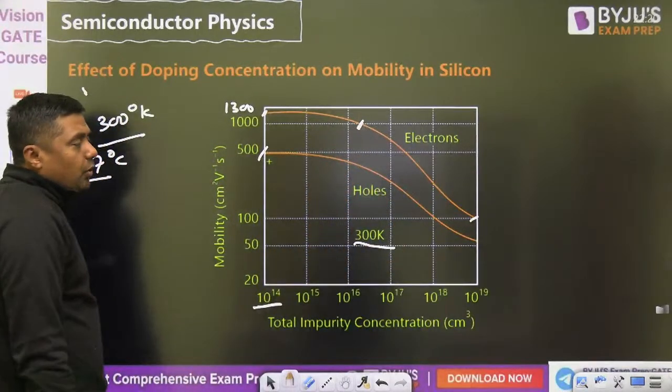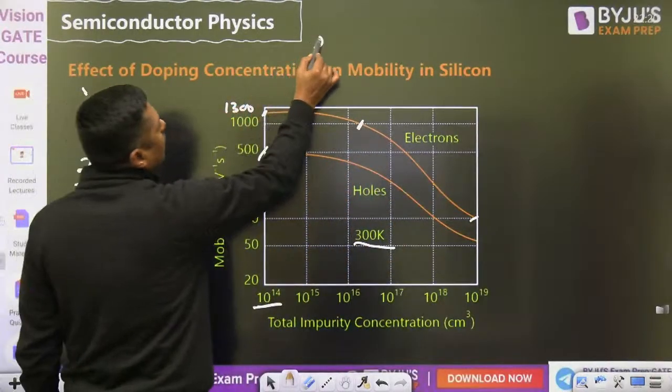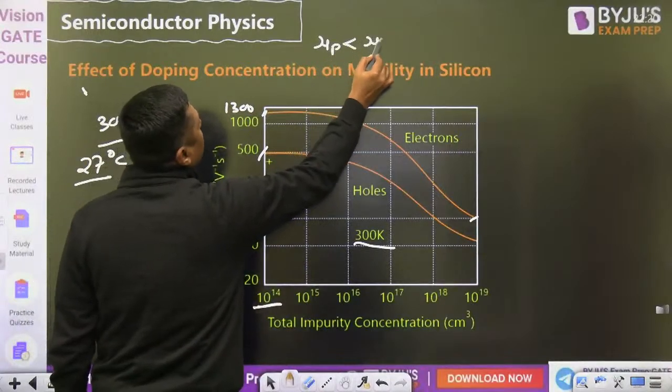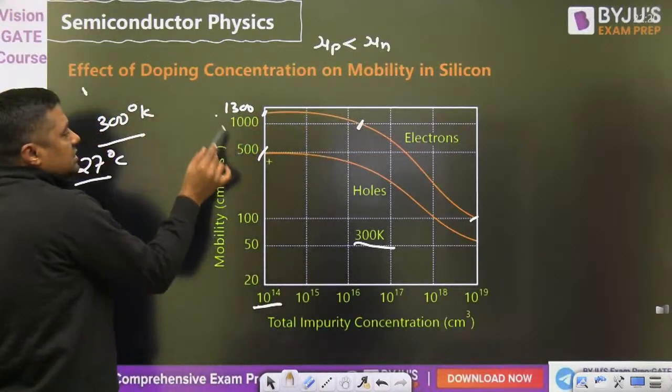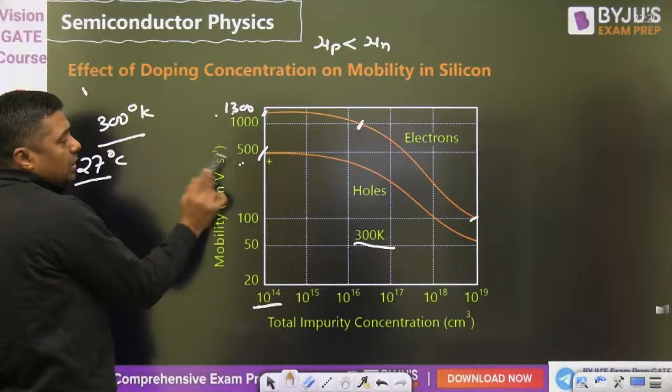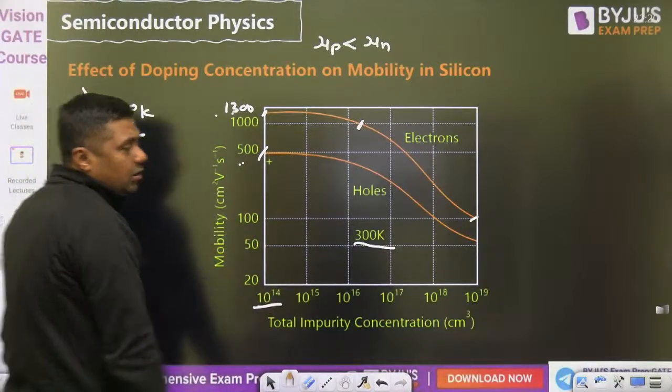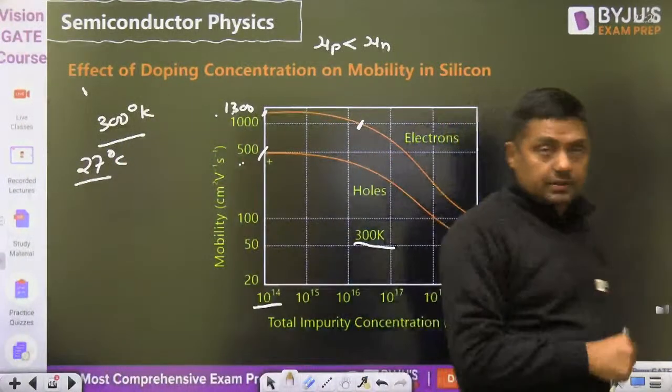This is very important, always remember the mobility of hole is less than what? Mobility of electron. So exactly this is the 1300, that is the 500. When we increase the doping, mobility also decreases for constant temperature.